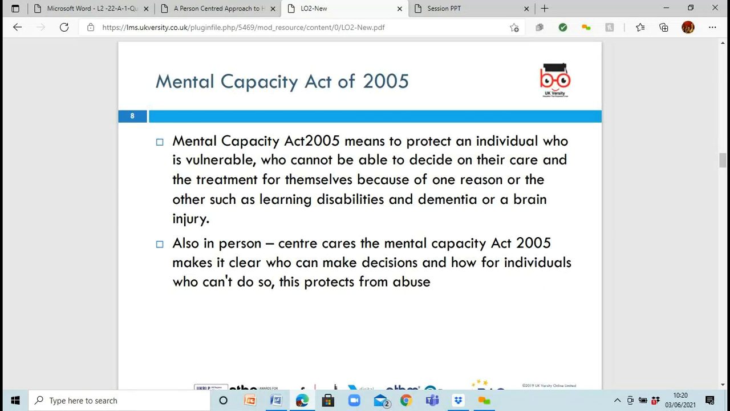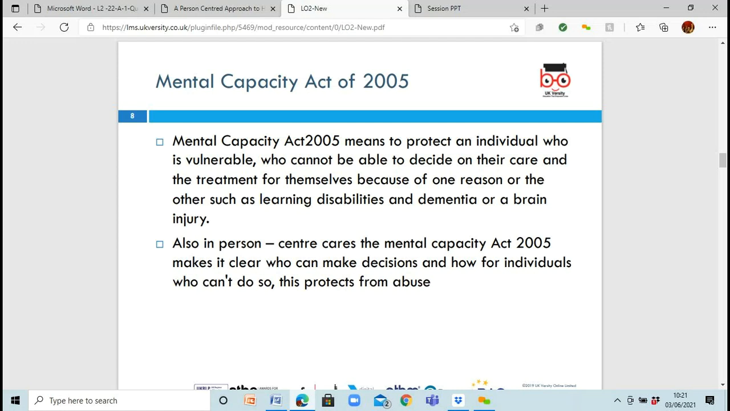The Mental Capacity Act of 2005. Now, this is there to protect any individuals who are vulnerable. They might not be able to make decisions on their own. They might not have family members that are there that are looking for their best interest either. So it might be things like if somebody's got a learning disability, they might have a dementia, they might have a brain injury, they might have autism, something that will severely disable them from making a decision for themselves.